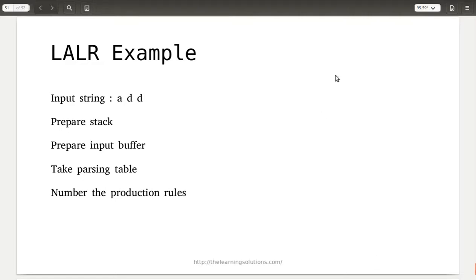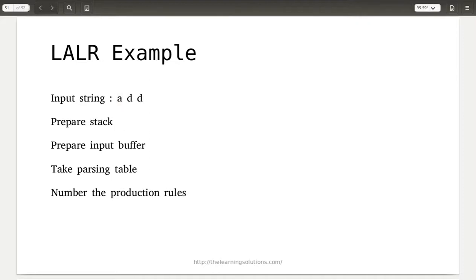Now take your parsing table, and with the parsing table we will see which input symbol gets reduced to which production, and just number your production rows, that is 1 2 3 4 up to the last production. So in this way we write the given data, and we start preparing the required data structures to solve the example.